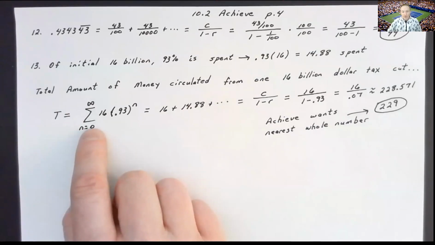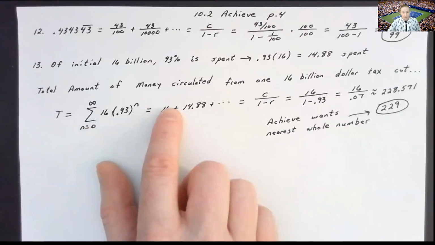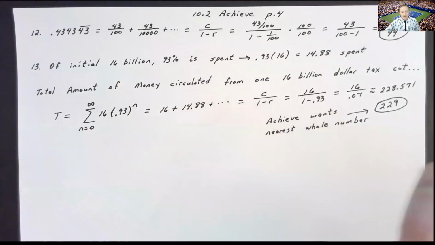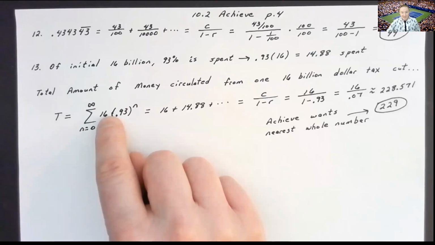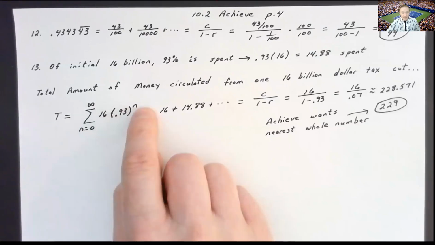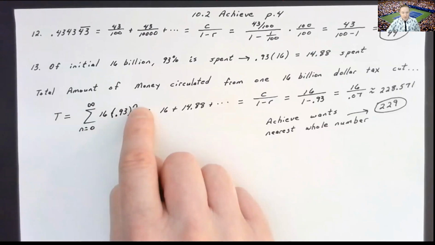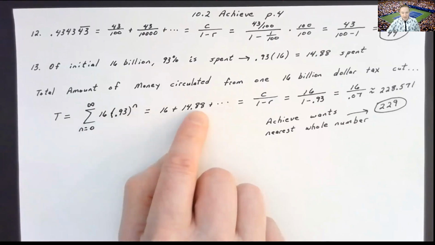You'd say, well, I'm going to let n equal 0. Why would n equal 0 here? Because that original 16 billion is going into the economy, plus 93% of it, and so on successively after that. So I need my initial amount C to be 16. I can only enable that if I allow n to start at 0. And then when n is 1, it'll be 16 times 0.93. That's where the 14.88 comes from.